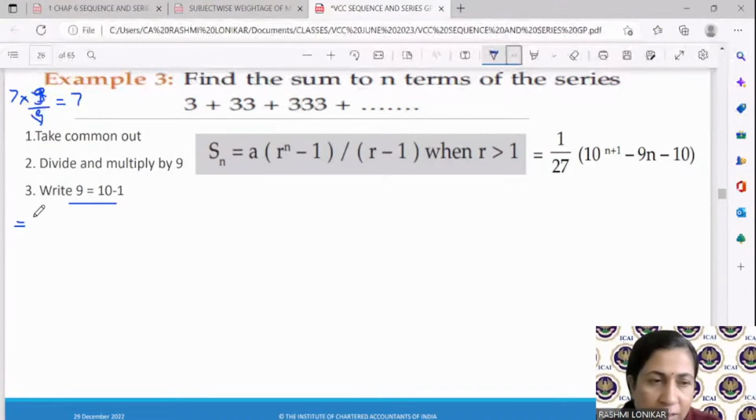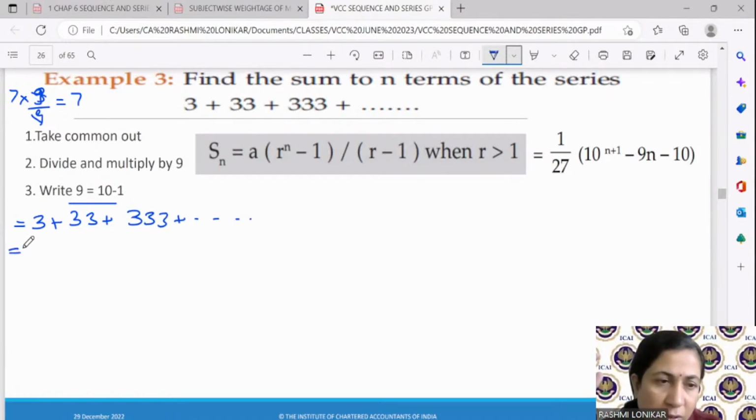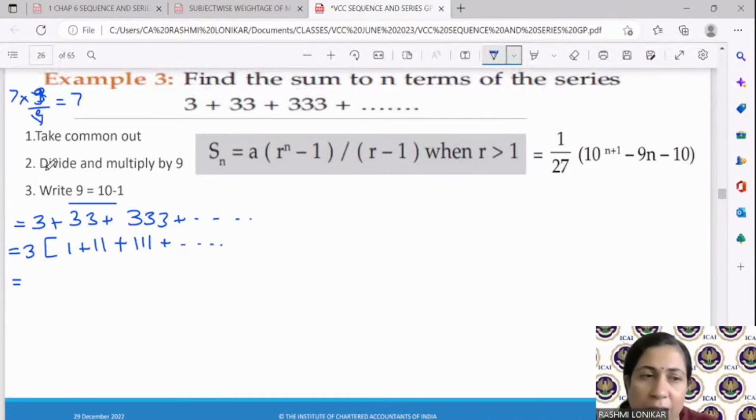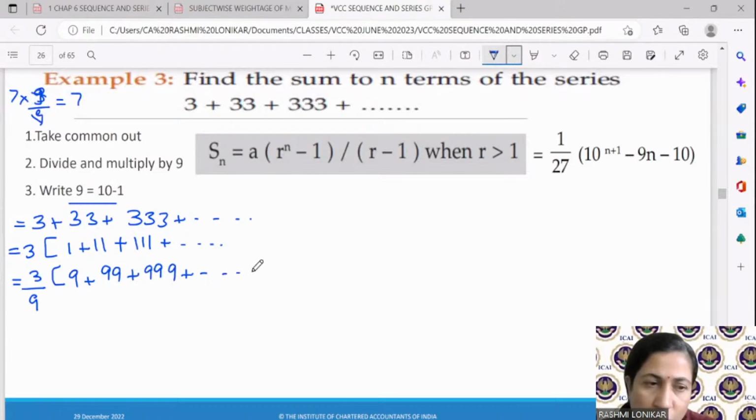So my series is given as 3 plus 33 plus 333 plus so on. I take out the number 3 common. What is left is 1 plus 11 plus 111 and so on. Now the second step, divide and multiply by 9. So I will write 3 upon 9. I divide by 9 and this 9 I multiply inside the bracket. In the numerator, I will multiply it inside the bracket. So this will be 9 plus 99 plus 999 and so on.